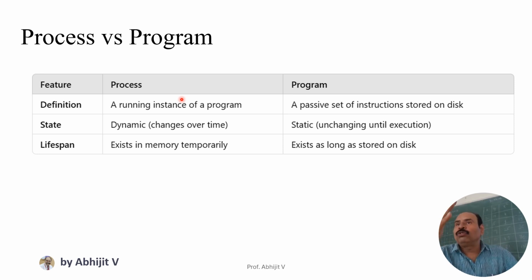You can open two Word documents at a time, right? Those are two different processes, but Word.exe is only a single program. Understood? A process exists in memory only for a short period of time. Once you have typed the data and you close the Word document, the process ends. But the executable file is not like that, it will be there forever. So these are the major differences between processes and programs.